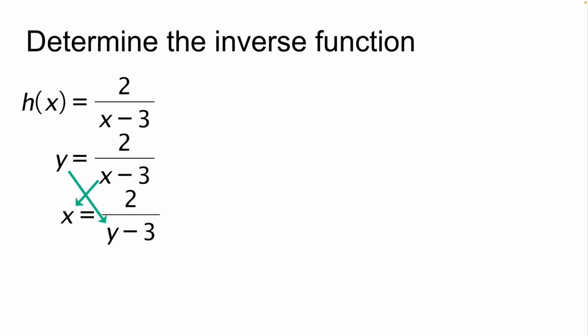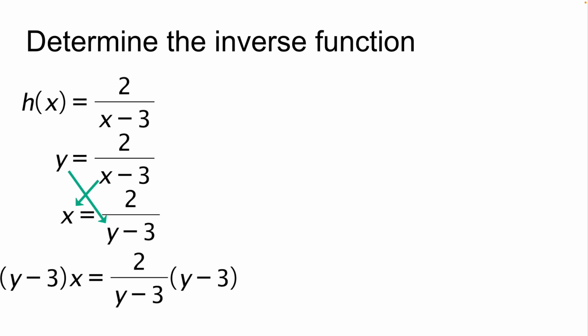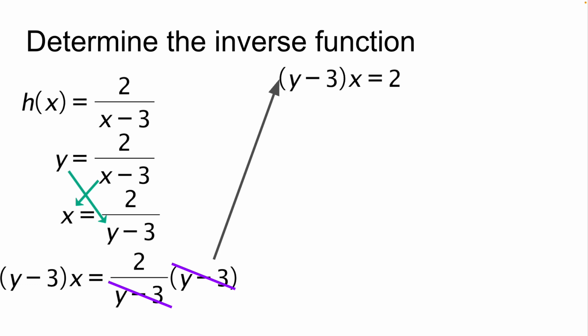The first thing I want to do is to clear the fractions. So let's multiply both sides of the equation by the quantity y minus 3. This will clear the fraction y minus 3. Now I have the quantity y minus 3 times x is equal to 2. Keep in mind that we're still trying to solve this equation for y. I'm going to need to distribute x into the parentheses. That would give me x times y minus 3 times x is equal to 2.